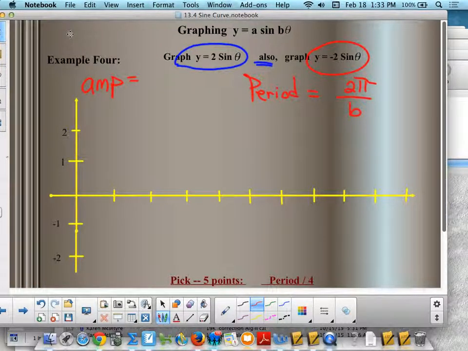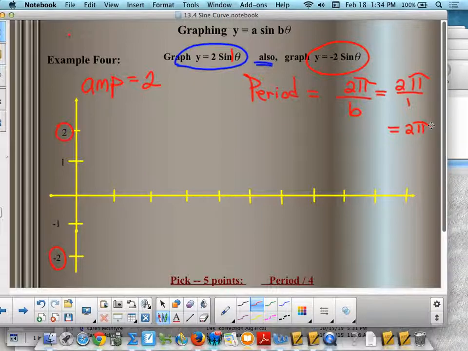How's that for hints? Hint one. What's the amplitude? 2. Highest you're going to go is 2. Lowest you're going to go is negative 2. Okay, that was easy. Period is what? 2 pi. Good job, guys. Look, the number here is what? 1. If the b value is 1, it's your parent. So really, I can take 2 pi, divide by the b value 1, and get 2 pi. Okay, it's 2 pi.